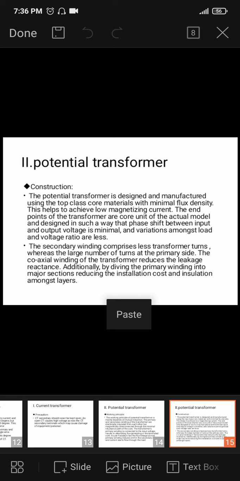Number two, the secondary winding comprises fewer turns, whereas there is a large number of turns on the primary side. The coaxial winding of the transformer reduces the leakage reactance. Additionally, the primary winding is divided into major sections, reducing the installation cost and insulation amongst layers.